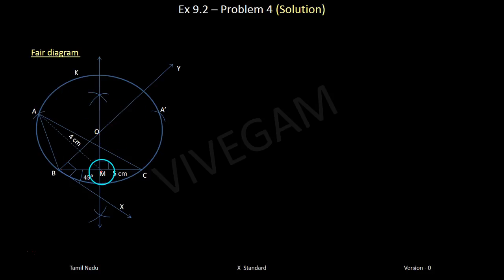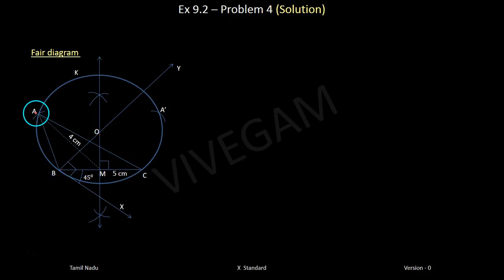But here its median is nothing but the point A, the vertex joining to the midpoint of the opposite side. So with M as a center, you will have to draw two arcs of length 4 cm, and it will cut the circle at 2 points. And now you join A at that point to B and C, that is the required triangle.